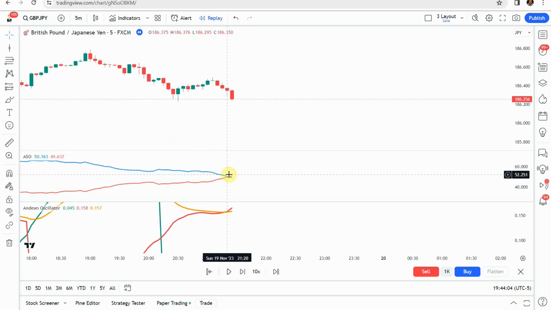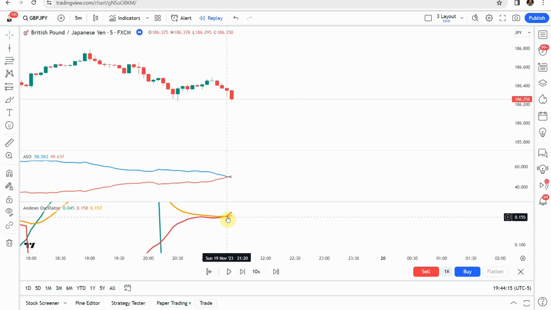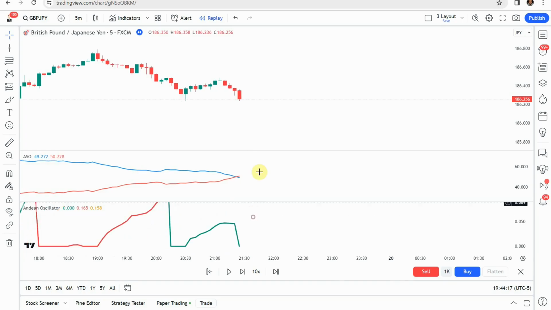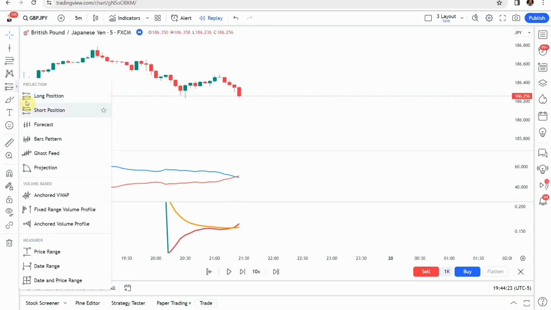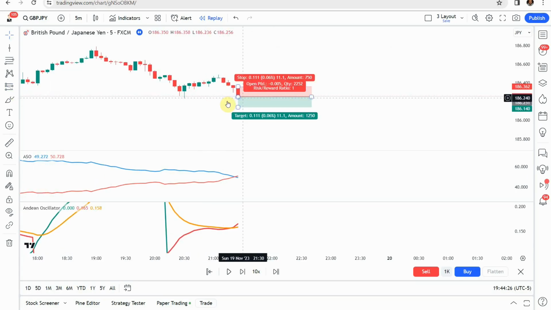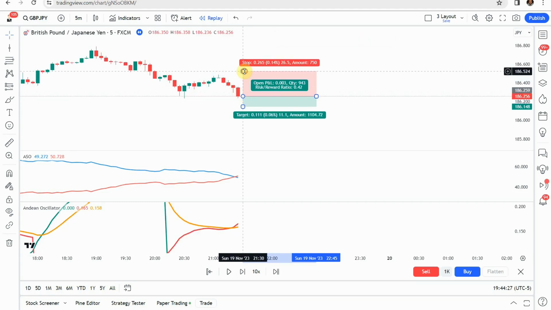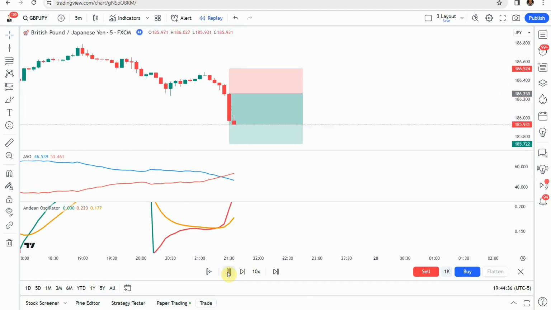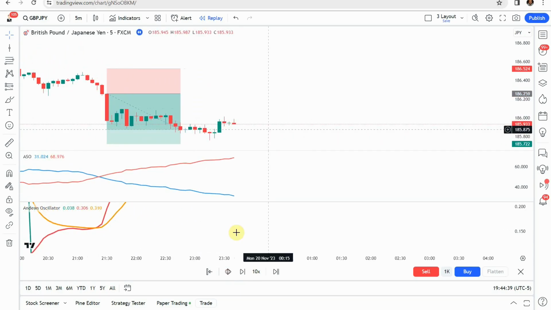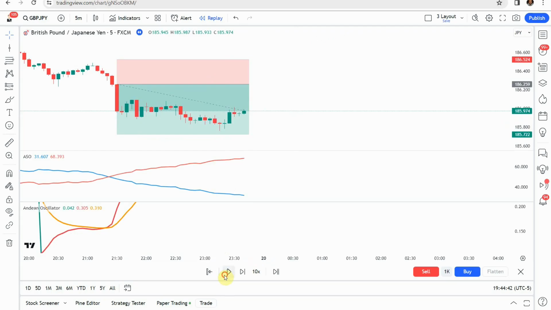Okay, so you can see right here that the average sentiment is red above the blue, just barely. We just got that switch. Looking down at the Andean oscillator, you can see that the red line is above the orange and above the green. That is everything we need to meet the short signal. So we will set a short trade right here. We will put our stop right above that last swing, and again, we're going to target the 1 to 2 risk reward right there. Let's go ahead and play this one forward. And let's see, not quite to our take profit.